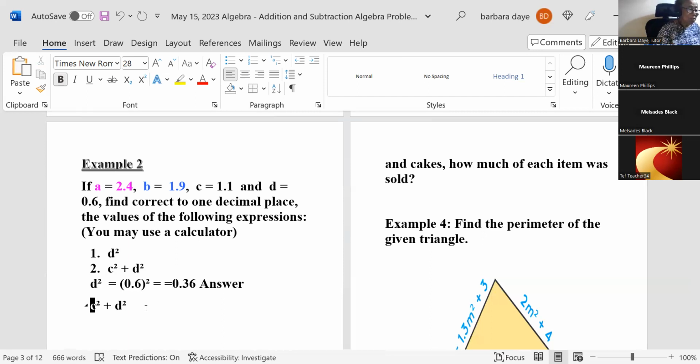You know what D to the second is. We already did that. That's 0.36, right? So what's 1.1 times 1.1? 1.21. Yes, add that to the 0.36. What do you get? Does it say add? C to the second plus D to the second. So that is 1.57. That's the answer. You get that, Maureen?